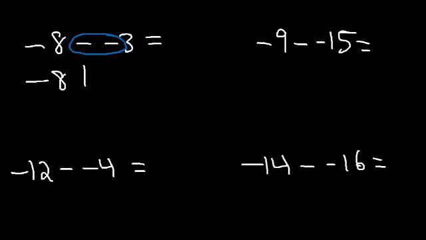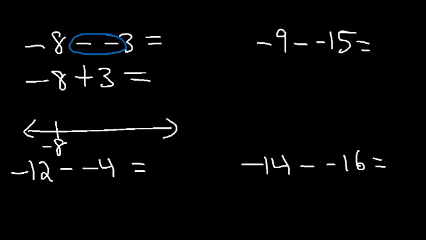So this is the same as -8 plus 3. So using the number line, if we start at -8, we're going to add 3 units to the right. 1, 2, 3. So this is going to be -7, -6, and -5.